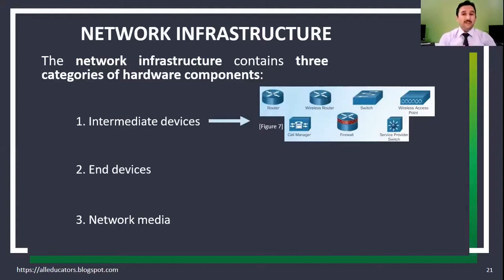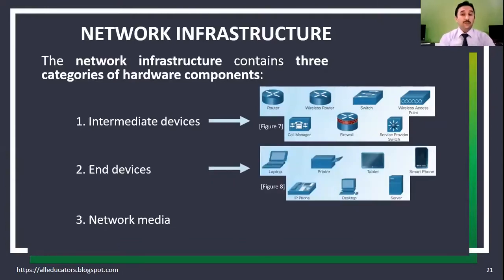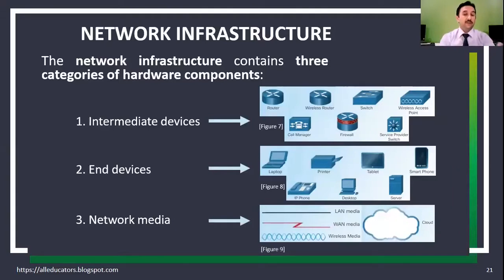Figure 8, titled examples of end devices, shows a laptop, printer, tablet, smartphone, iPhone, desktop, and server. Figure 9 has examples of network media. These are LAN media, WAN media, wireless media, and cloud.